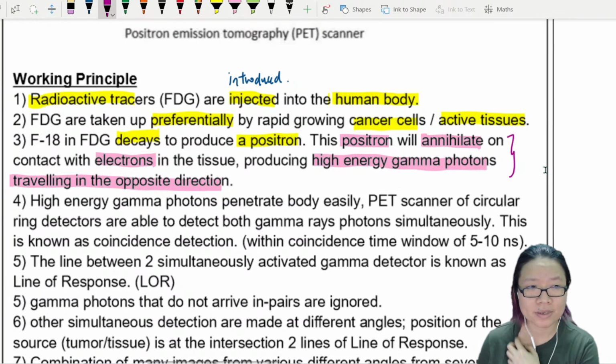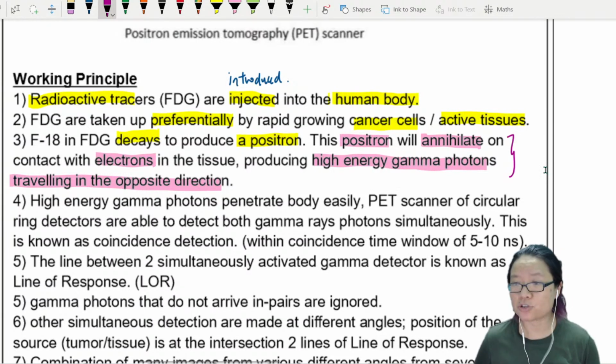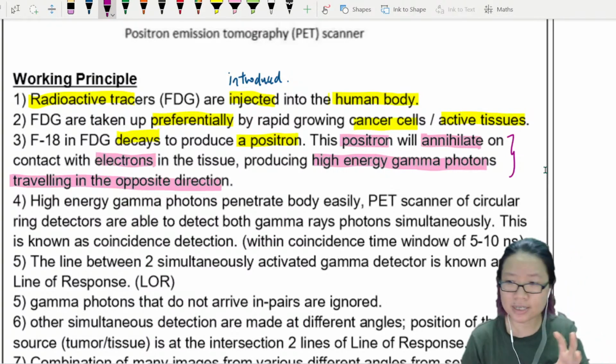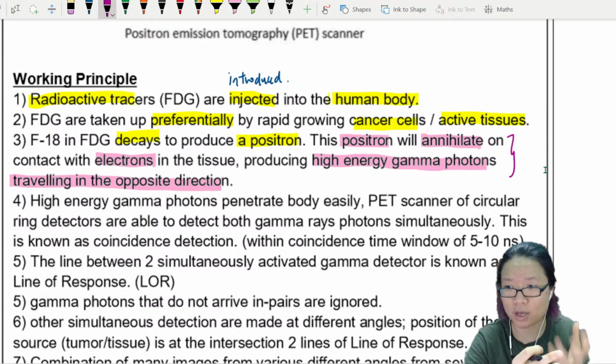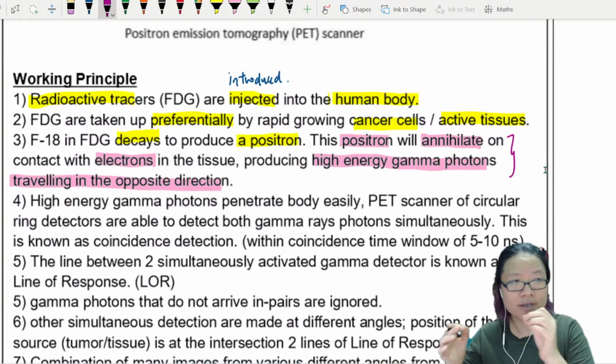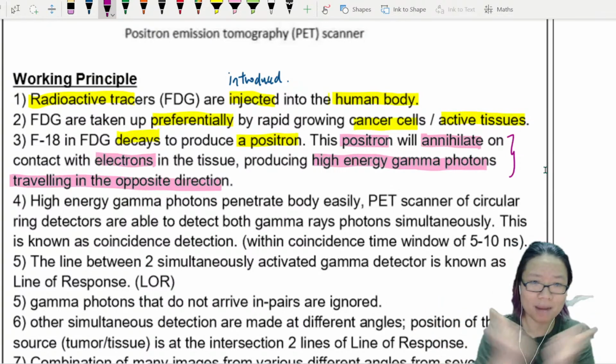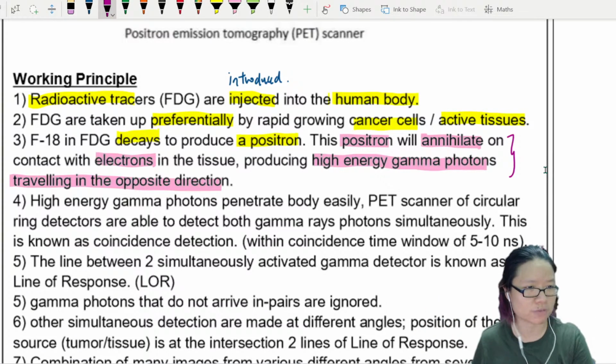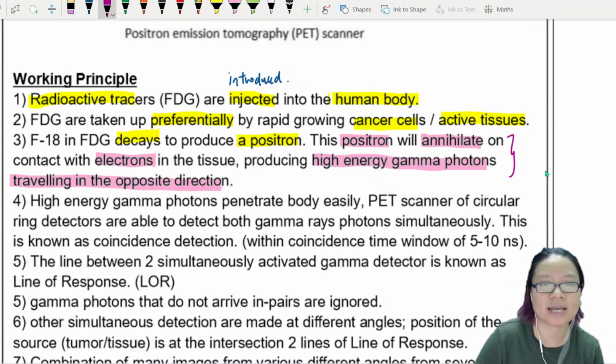All right, so I start from the top. We send tracer into the body. The tracer is taken up or absorbed by the tissue that we are trying to study. The tracer will decay to produce a positron. The positron will annihilate with an electron, and you have two gamma photons moving in opposite directions. Now let's talk about the scanning. So here is annihilation.